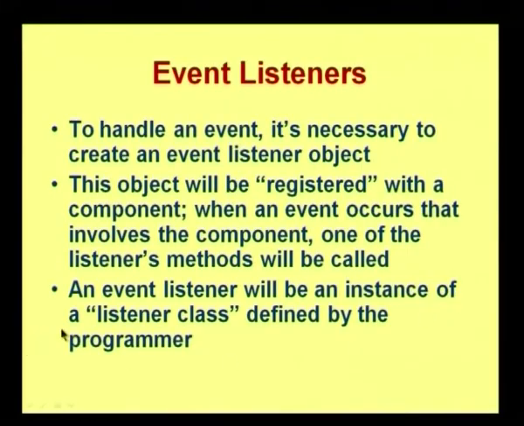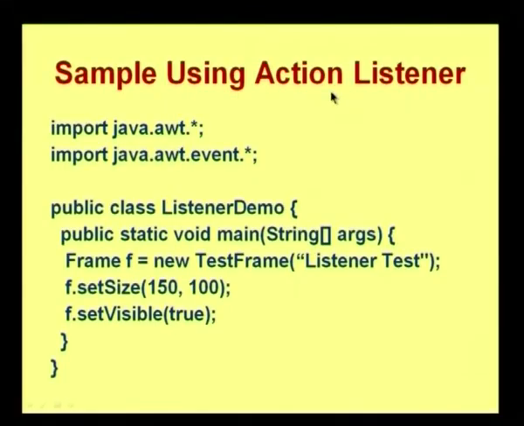An event listener will be an instance of a listener class defined by the programmer. Here the listener class is the class which has implemented all the methods available in the listener. We know that a listener is an interface and all the methods in the interface need to be implemented by the class. Here we can see a sample program which uses action listener.